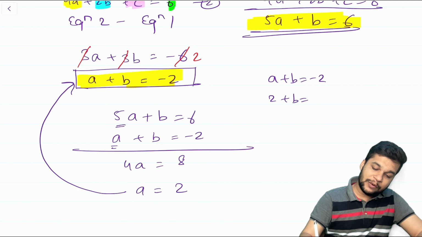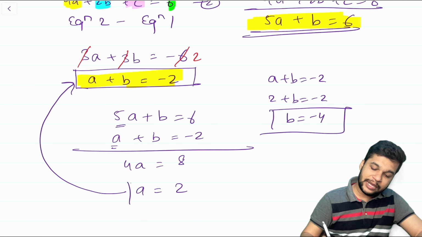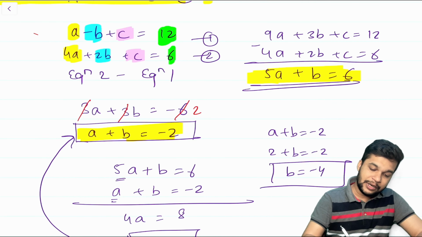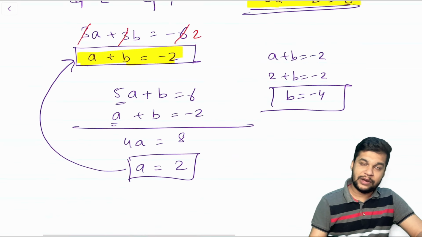2 plus b equal to minus 2. B equal to minus 4. B is minus 4. A is 2. Now you had a very interesting equation which was here. A minus b plus c equal to 12.